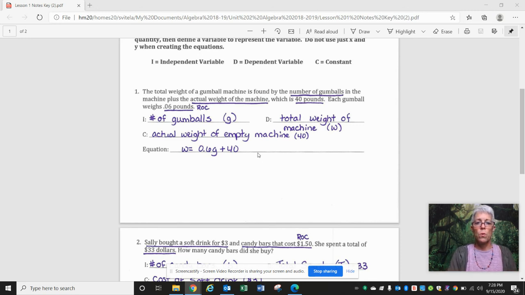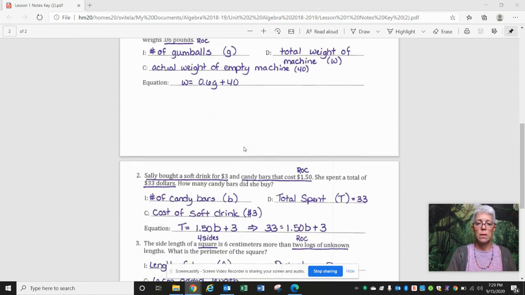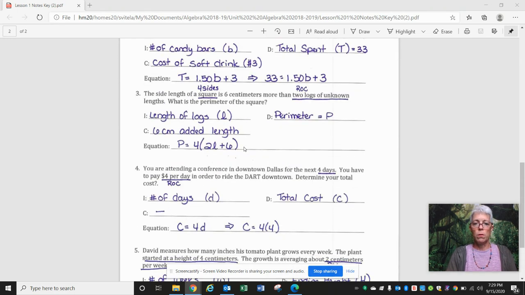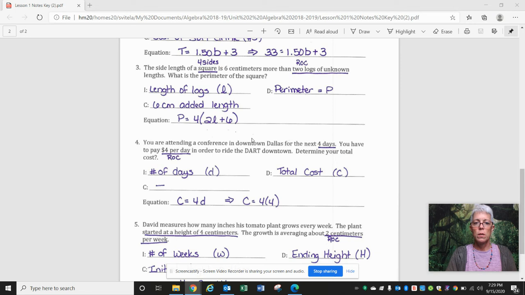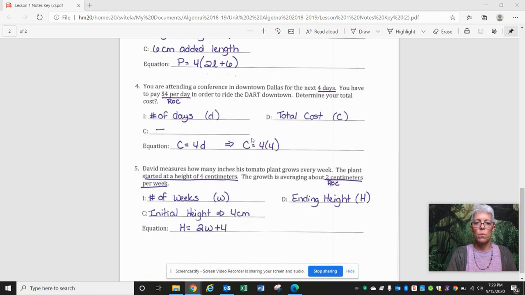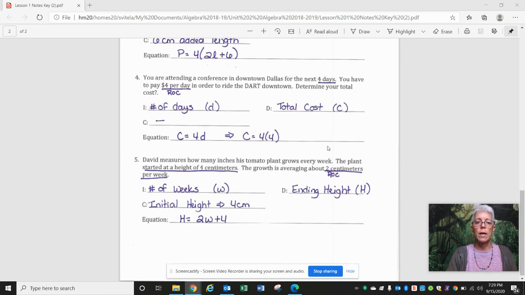So you can look at this equation right here. There's a good example: if you had 0 for the number of gumballs, the weight would still be 40 pounds. And then what we're doing is adding 0.06, adding 0.06, adding 0.06. I'm going to skip over number 3 because it's a little bit more than I feel like we need to be covering. Okay, this one, number 4.